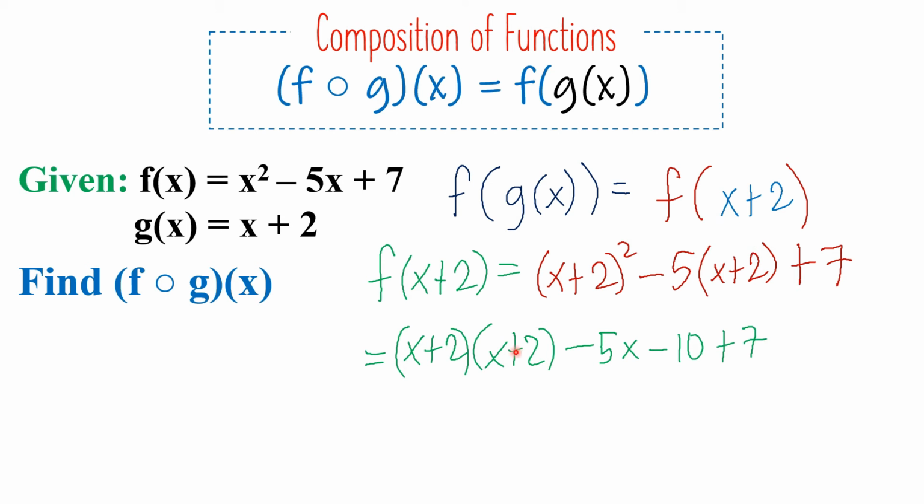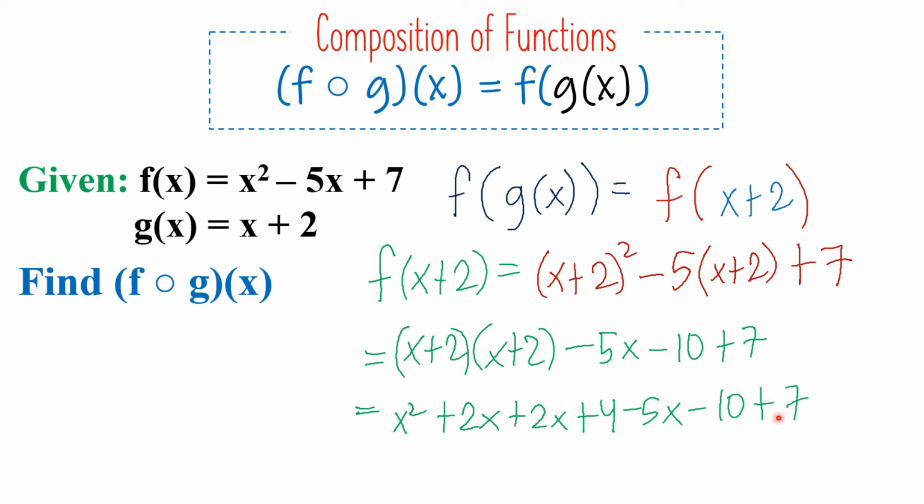To solve for these two binomials, pwede natin gamitan ng FOIL method. O kaya naman, isa-isahin natin dito. Magsimula tayo sa x. Multiply muna natin siya dito sa binomial. So, x times x, that's x squared. Then, x times positive 2, that's positive 2x. So, we're done with x. Dito naman tayo sa positive 2. Multiply natin 2 times x, that's positive 2x. And 2 times 2, that's positive 4. So, we're done with these two binomials. Copy lang natin itong mga natitira pa. So, magiging negative 5x minus 10 plus 7.